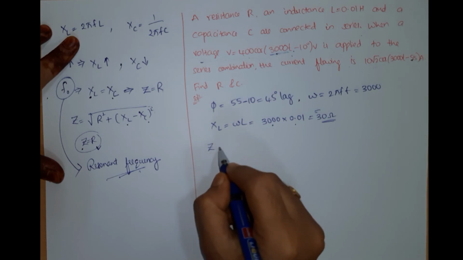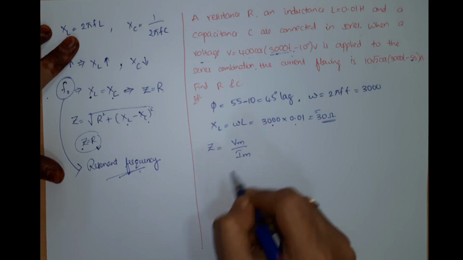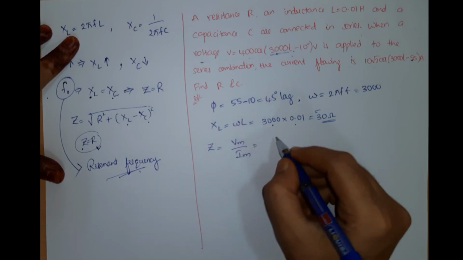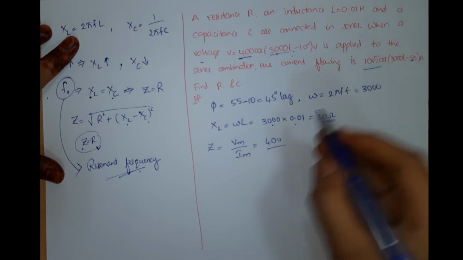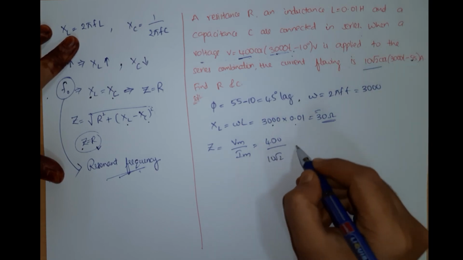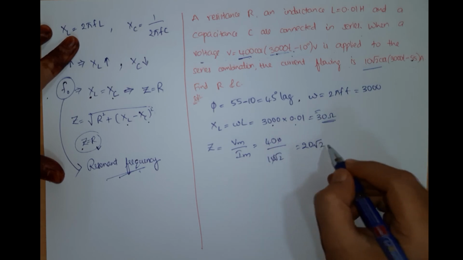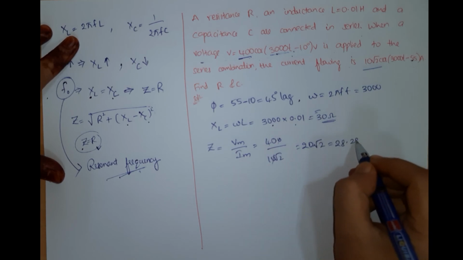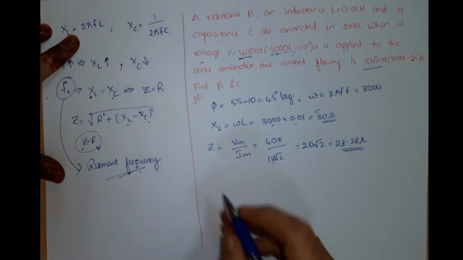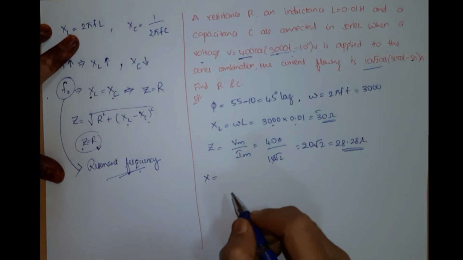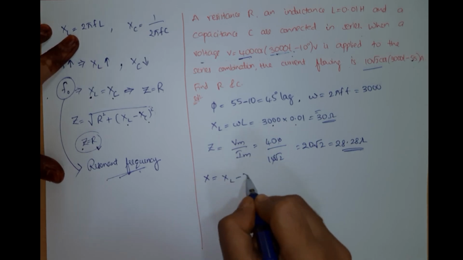Now we can find out Z. Z is what? Vm by Im. Vm is given as 400 and Im is given as 10 root 2. So that gives the result as 20 root 2, that is 28.28 ohms.